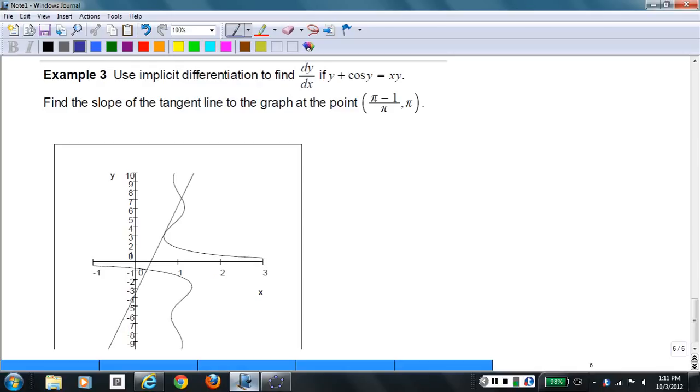sketch a graph for this, either using a graphing calculator or I've done one with GeoGebra. But in either case, we can come up with an expression for dy/dx in terms of x and y. So here goes. d/dx of y plus cosine y equals d/dx of xy. Differentiate both sides with respect to x. That's how it starts.